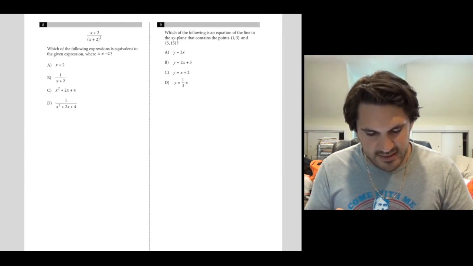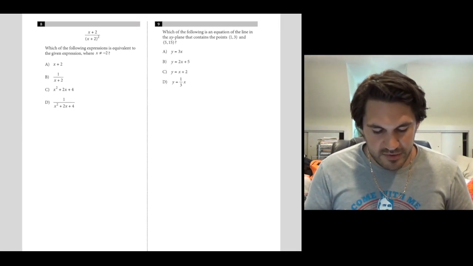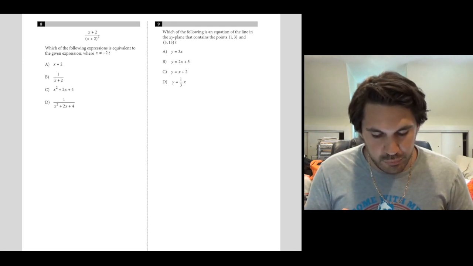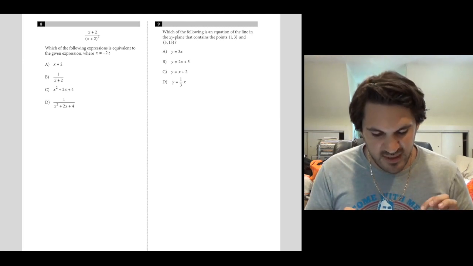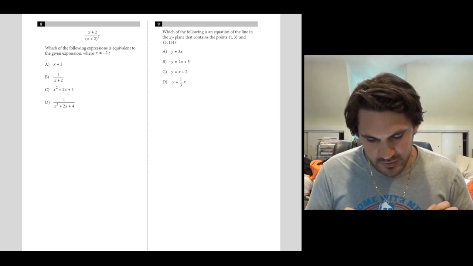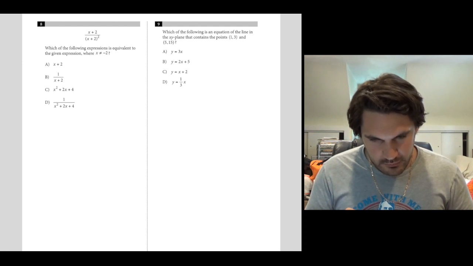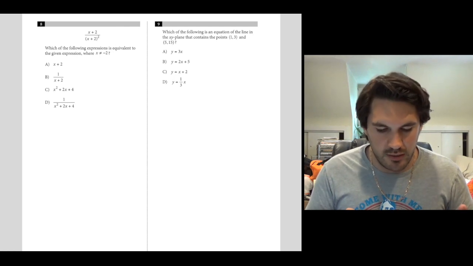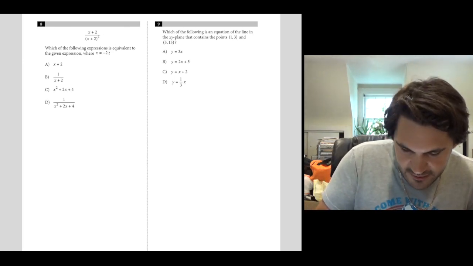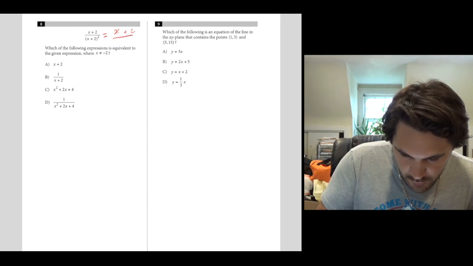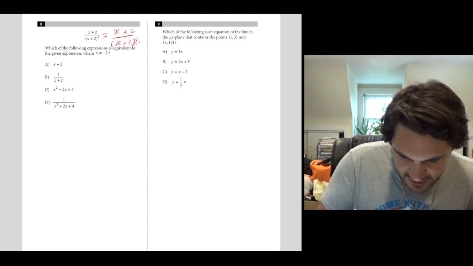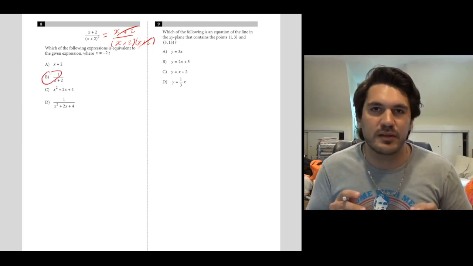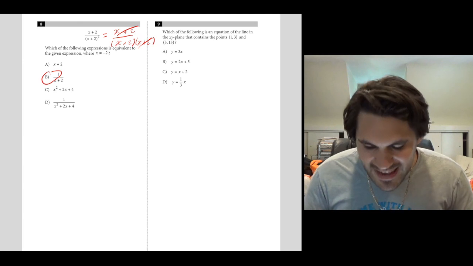Okay, number 8. x plus 2 over x plus 2 squared is what we're given. Which of the following expressions is equivalent to the given expression where x is not equal to negative 2? Well, if we have an x plus 2 on the top and an x plus 2 squared on the bottom, this is the same thing as x plus 2 over x plus 2 times x plus 2. So we can just cross those two off, and we're left with 1 over x plus 2. B is our answer.